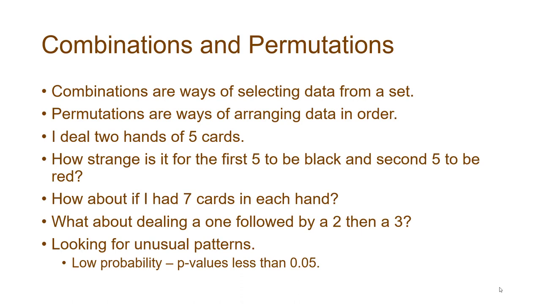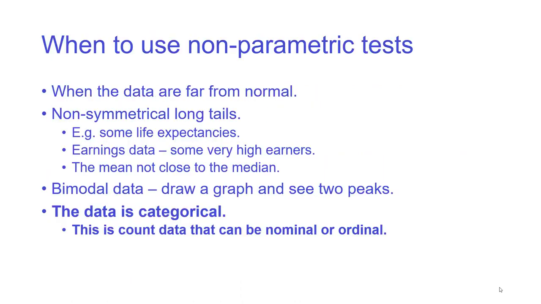But what about dealing a 1 followed by a 2 and a 3? We look for unusual patterns. When we see unusual patterns, we can say those things have a very low probability. If the probability of that specific pattern is less than 0.05, then we think that the event is significantly different from random distribution. Low probabilities are telling you about the randomness of that event. If they become very low, then you wouldn't expect that to happen by chance.